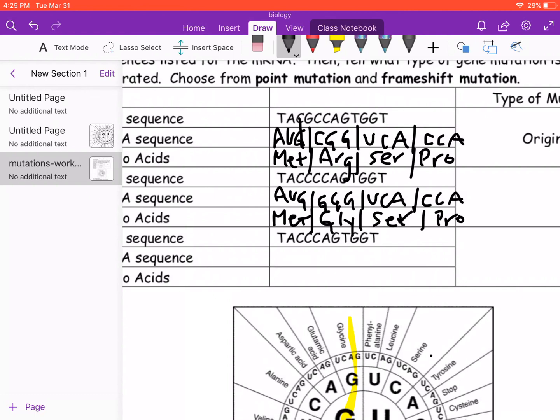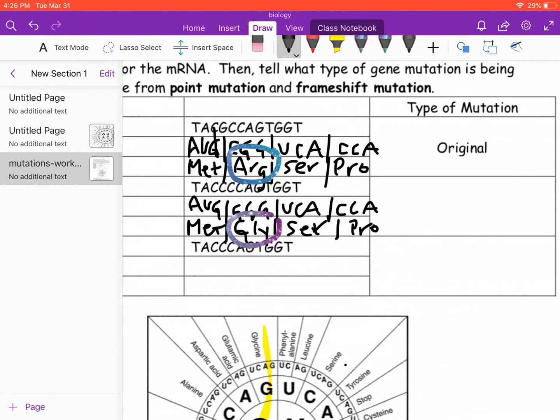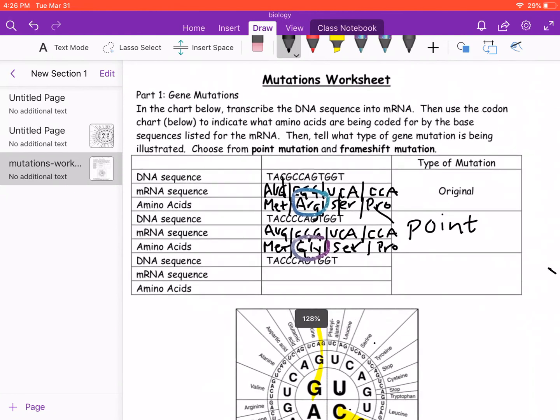And so we can tell that we have a different amino acid here. So that is going to be a point mutation. It does not change the length. This is specifically called a missense because it will change the amino acid, therefore the protein produced. And the very last one we're going to do, we're going to look at another one.